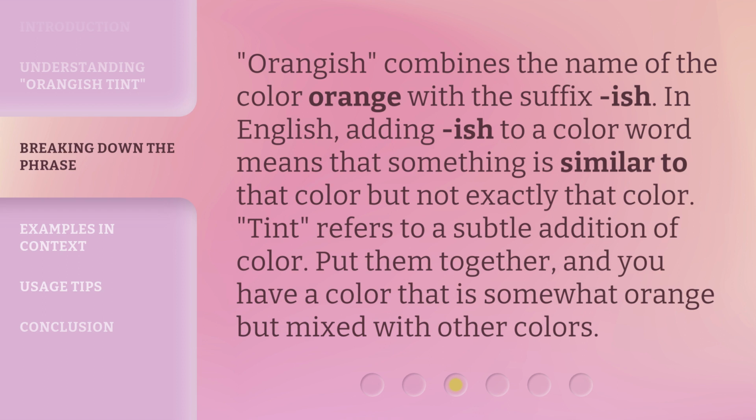Orangish combines the name of the color orange with the suffix ish. In English, adding ish to a color word means that something is similar to that color but not exactly that color. Tint refers to a subtle addition of color. Put them together, and you have a color that is somewhat orange but mixed with other colors.